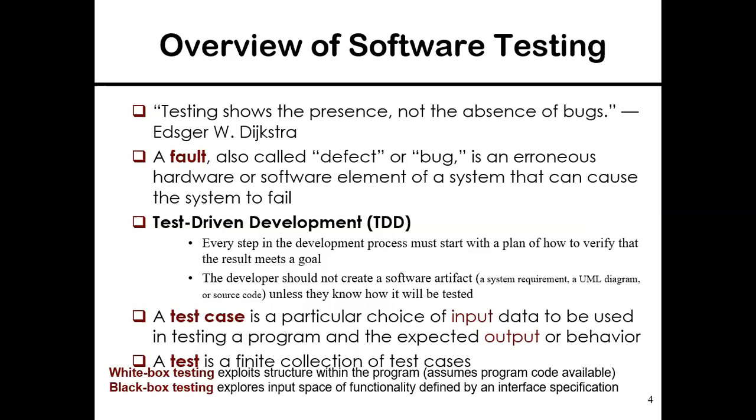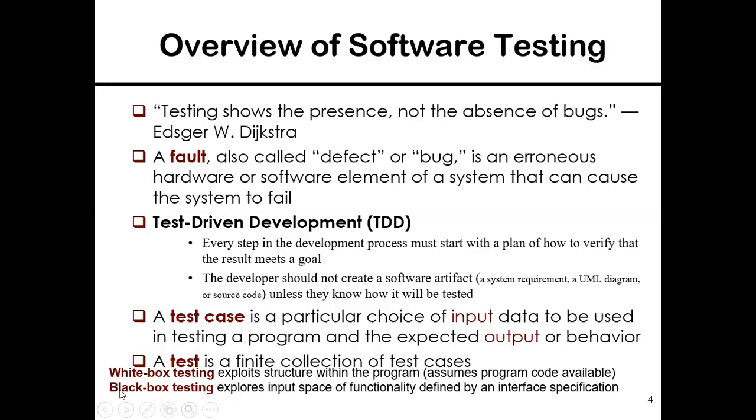And that's why we must have a particular choice of input data to be used in testing a program and the expected output or behavior. Sometimes if you're developing software for an organization, you will basically use live data. Okay, it's not per se the live data, but you'll have to have a test case. You'll use data that is in relation to that organization so that you can test the functionality of your software with the user's data. So a test is basically made up of two types of tests.